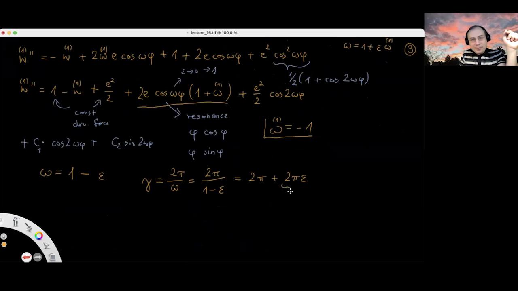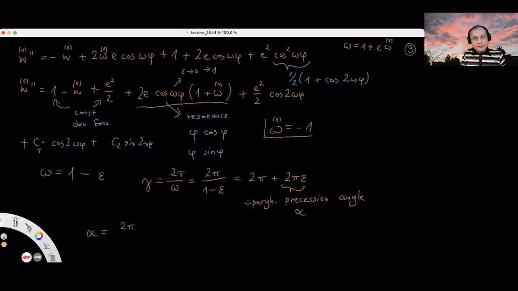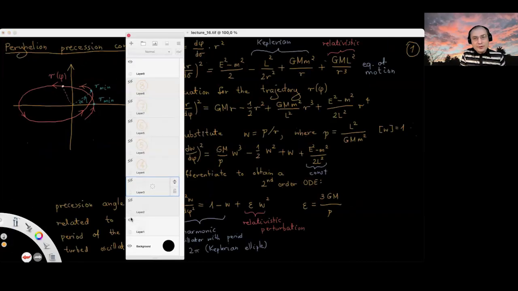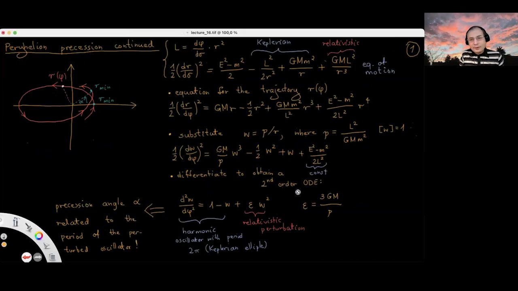So this thing here is the precession angle. Perihelion precession angle. Alpha. So alpha is equal to 2 pi. Now we have to go back and see what epsilon is. It's a dimensionless quantity, but it has a definition we introduced some time ago. So epsilon was this thing over here, 3gm over p. And p was l squared over gm small m squared.